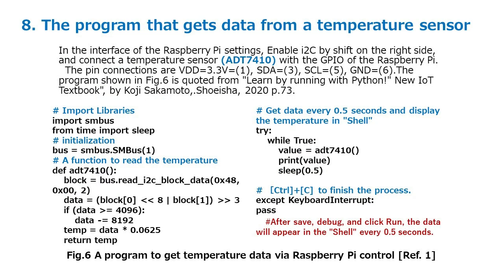The program that gets data from a temperature sensor. In the interface of the Raspberry Pi settings, enable I2C, and connect a temperature sensor ADT7410 with the GPIO of the Raspberry Pi. The pin connections are VDD equals 3.3 volt equals 1, SDA equals 3, SCL equals 5, GND equals 6. The program shown in Fig.6 is quoted from Learn by Running with Python, New IoT Textbook, by Koji Sakamoto, Shueisha, 2020, p.73.